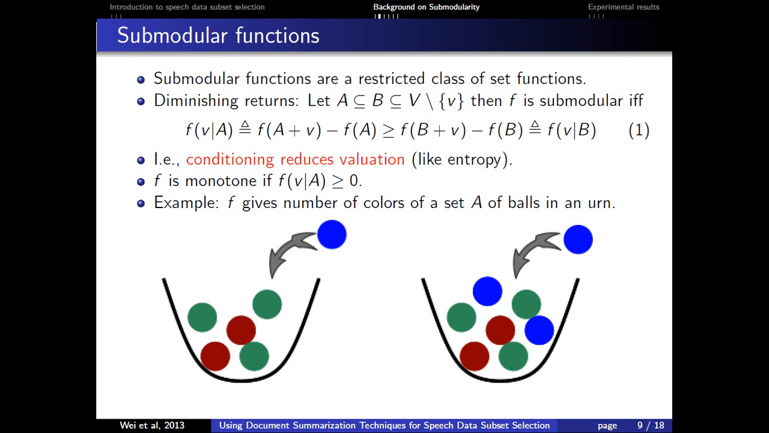Then the left urn has 2 colors, the right urn has 3 colors. When you add a blue ball to the left urn, you get an incremental gain of 1. Whereas if you add the blue ball to the right urn, you get no gain because it's saturated on the right urn. Therefore, this function is submodular.